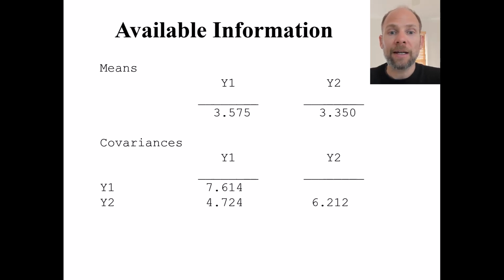So in this case, 7.614 is the variance of y1, and 6.212 is the variance of the second indicator y2. The covariance here is 4.724. With two variables, obviously there's only one covariance. If we had more indicators, then there would be more covariances. So in summary, you can see we have 5 pieces of information here that we can use.